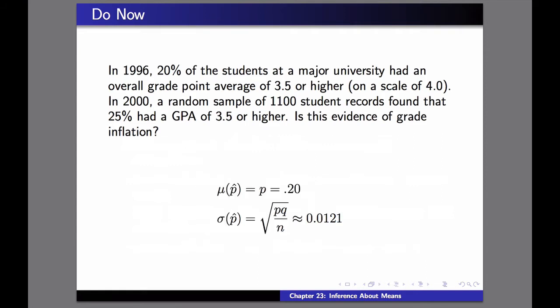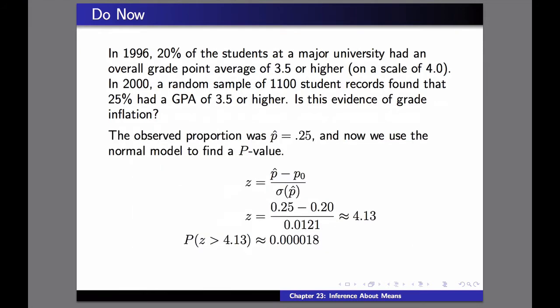Okay, so what we want to do is look at the center of the sampling distribution for proportions here, and that's just going to be equal to that 20%. And we also need the standard deviation, and we can use these to apply a normal model. All right, so we apply the normal model here by calculating a z-score based on this. We've got our observed minus our expected divided by the standard deviation we just found. And we find a p-value for z greater than 4.13 of this very small number here.